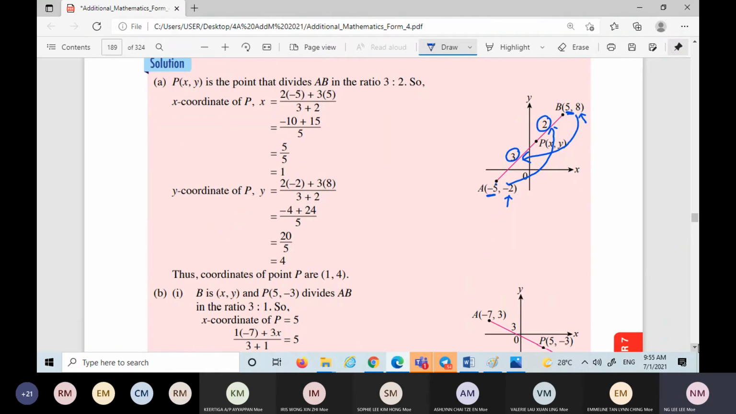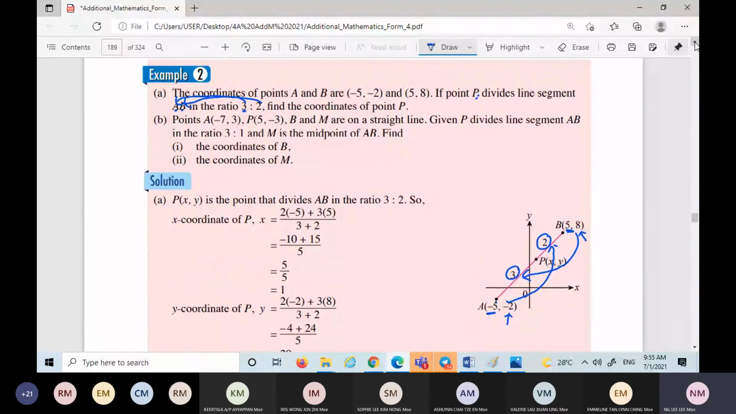Then write out the coordinate because they want the coordinate. So the answer is (1, 4). Okay, so this is part A. Now we go to part B. I think part B has nothing to do with part A.